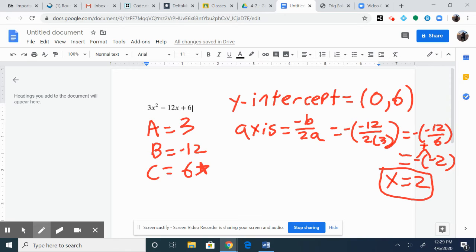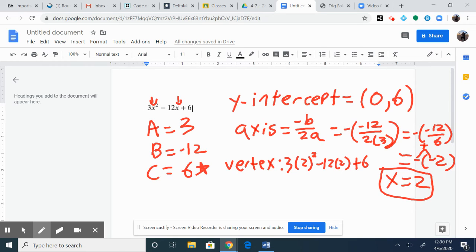Finally, what we're going to do is find our vertex. And to find our vertex, all we're going to do is take our axis and plug it into every x that we see in the original equation. So it's going to be 3 times 2 squared minus 12 times 2 plus 6.